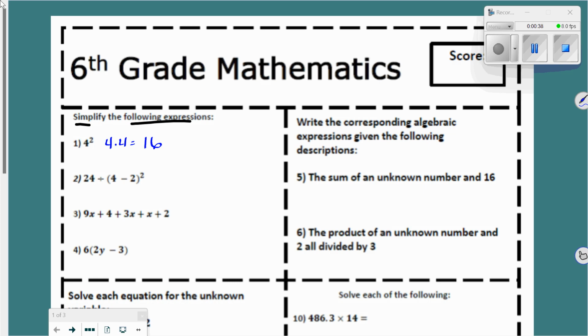Number 2 is just an order of operations question. So I need to start inside. So this will be 24 divided by 2 squared. Then I do the exponent, 24 divided by 4. This is going to give me 6.